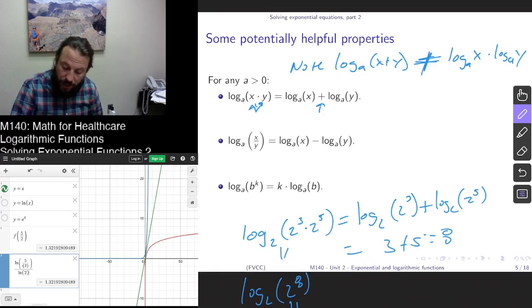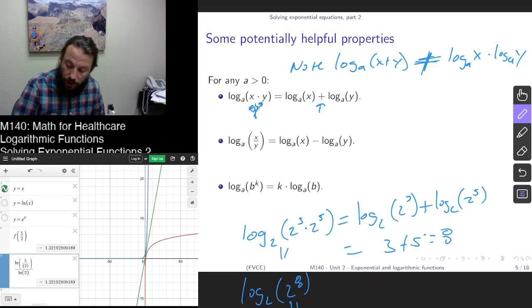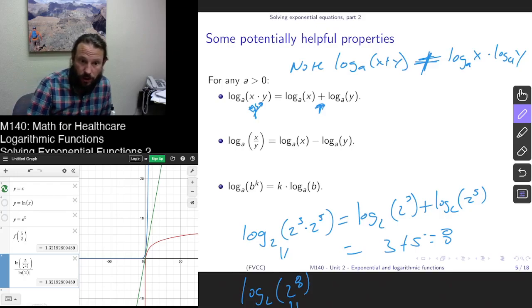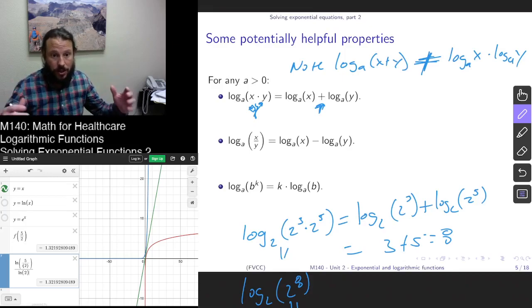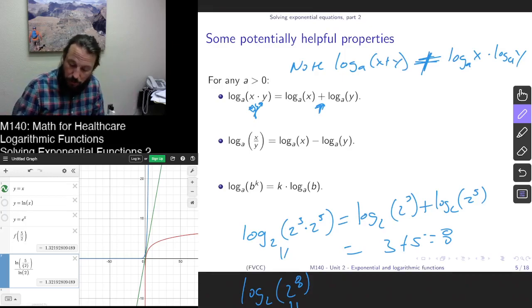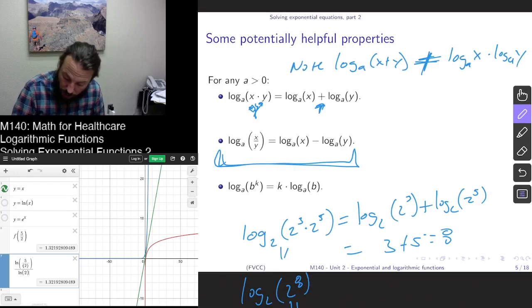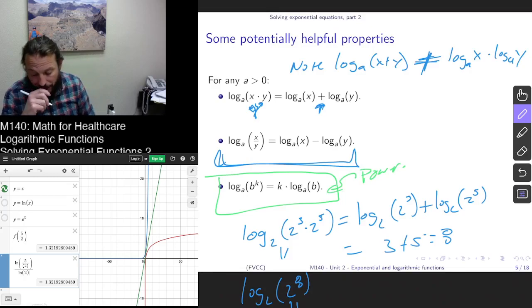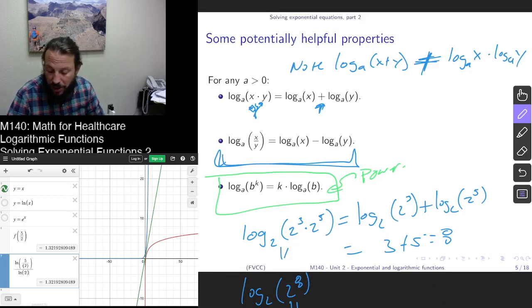When we multiply bases inside, we add the exponents outside. Inside you have everything, outside of the log, it's the exponents. So that's really where this formula comes from as well. And this next one is the most important one on this page. We use this over and over again. This is our power rule. Log base A of b to the k equals k times log base A of b.